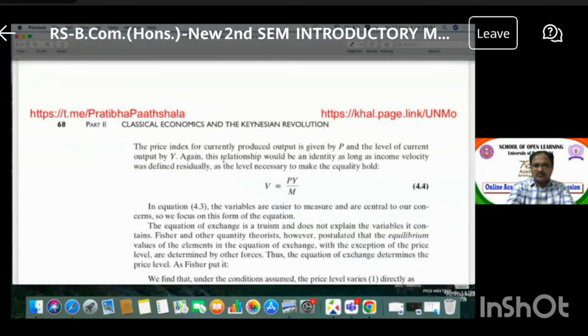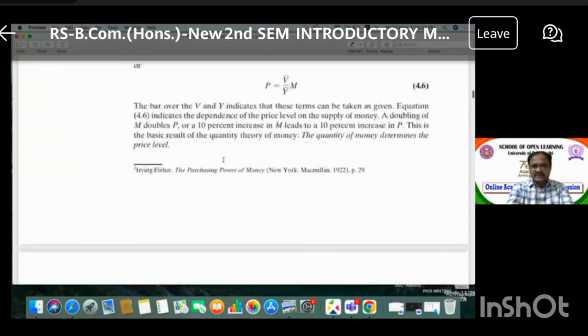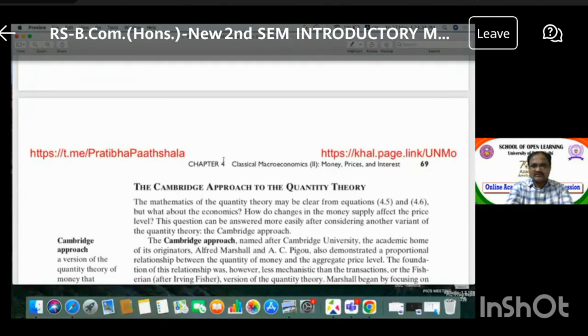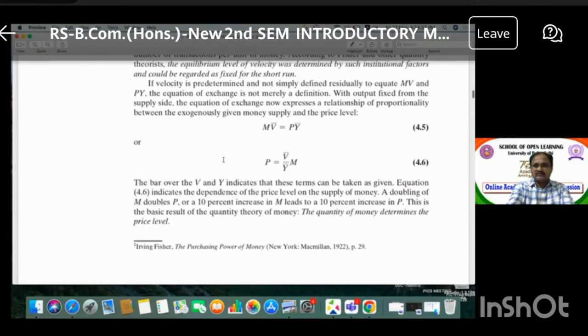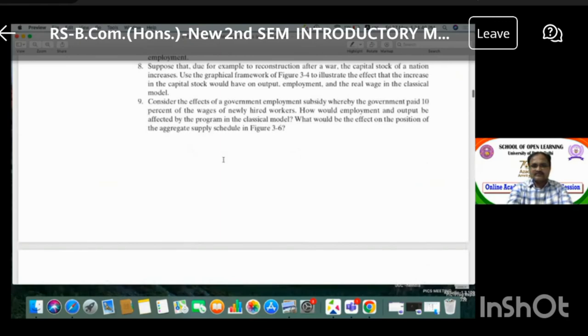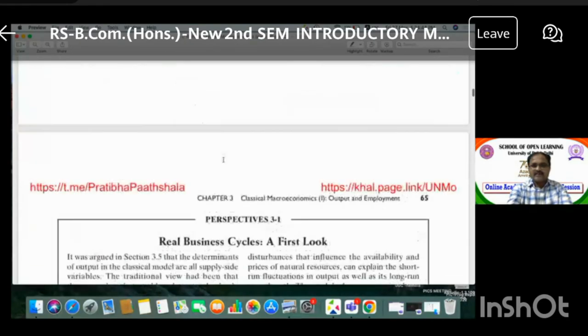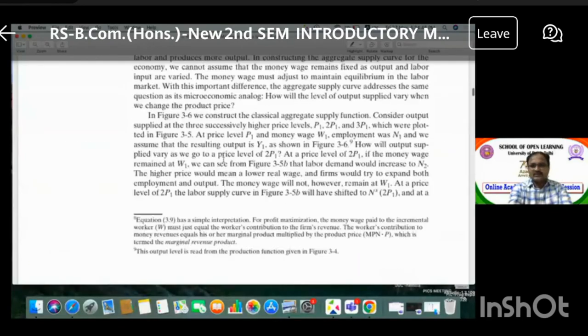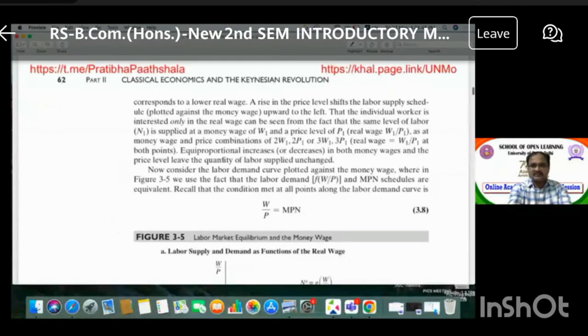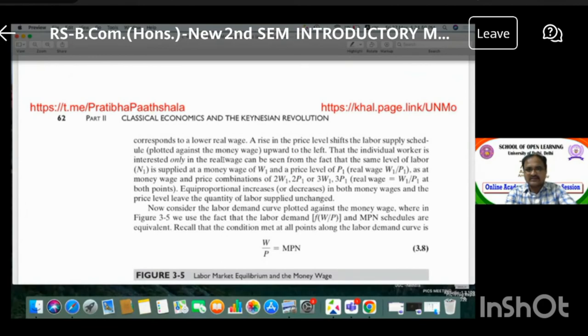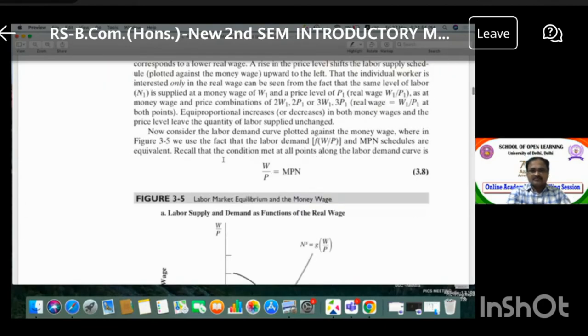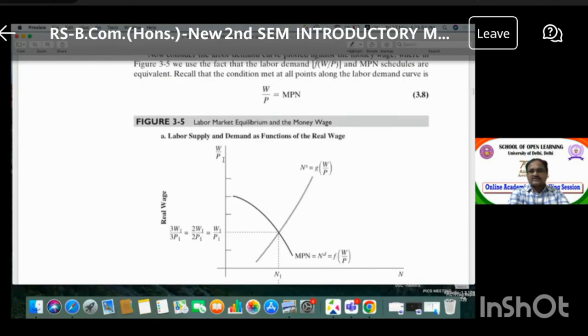so up to this we are discussing classical theory, right? The classical theory of income determination. Today I couldn't take the board actually, because we'll discuss this theoretical part. Okay, so this is the classical theory of income determination.